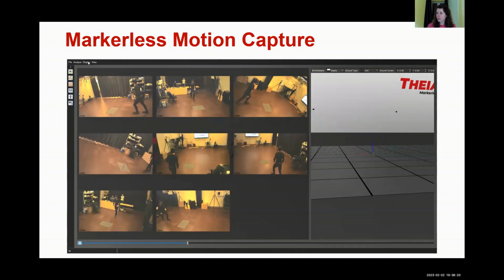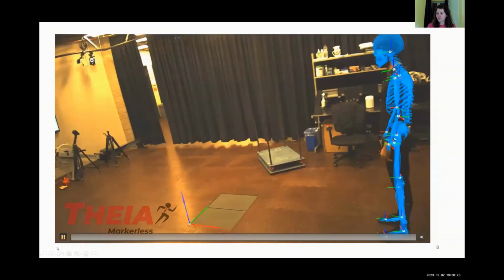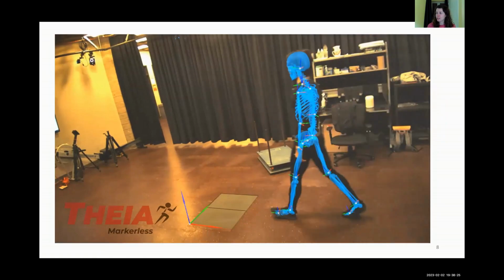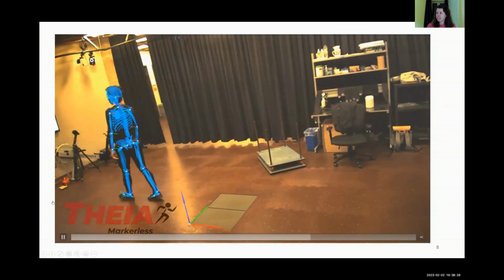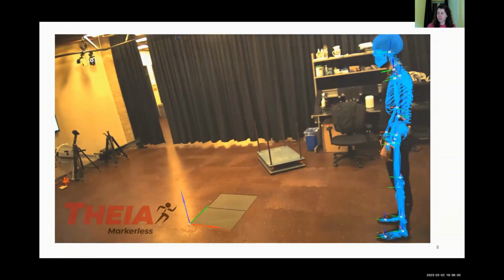And this is just another video showing the markerless motion capture there for somebody walking.